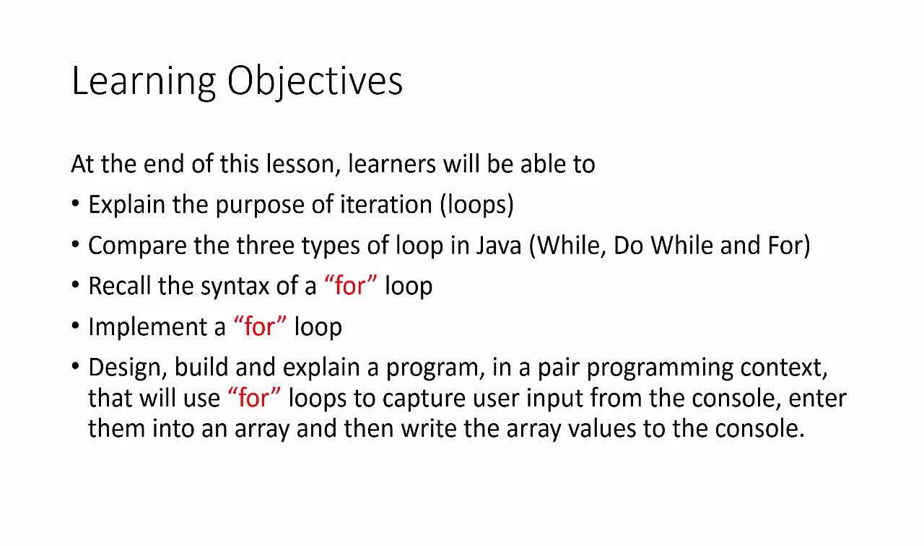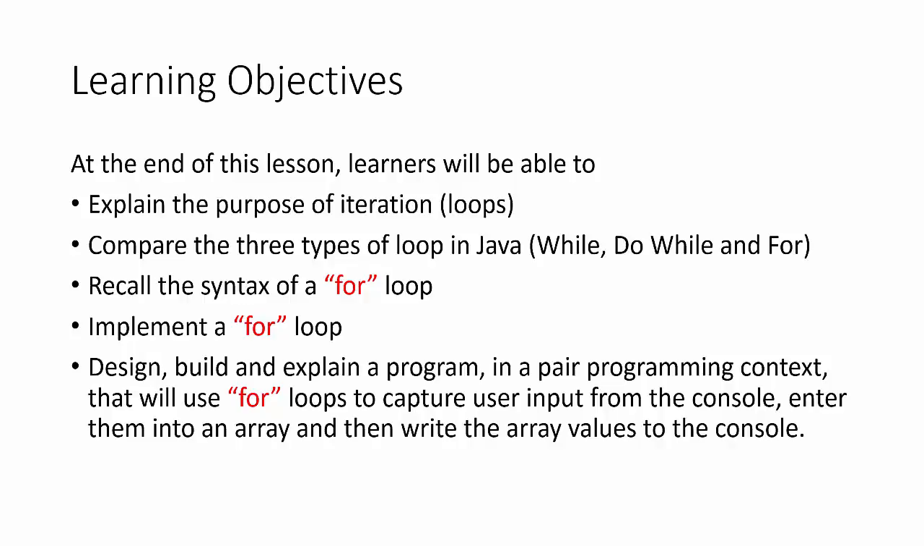By the end of this lesson, learners will be able to explain the purpose of iteration. So what are loops? What are they for? We'll be comparing the three types of loops used in Java, which are the while loop, the do-while loop, and the for loop. We'll be looking very closely then at the for loop. We'll be implementing the for loop.